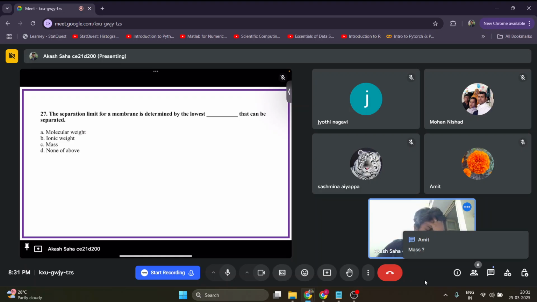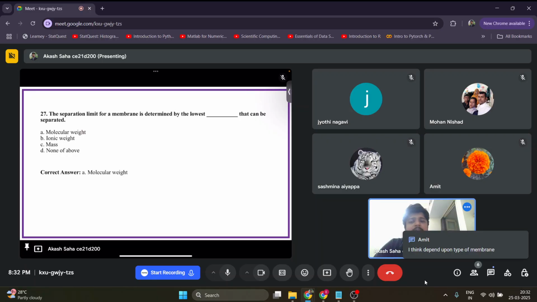It is saying that the limit, like what is the least size that can be removed by the membrane, is based on the molecular weight or ionic weight or mass. Generally, this is how we define a membrane, that the membrane can only separate up to this size. So what is that parameter? It is definitely the molecular weight, because based on the molecular weight we define it in kilodaltons.